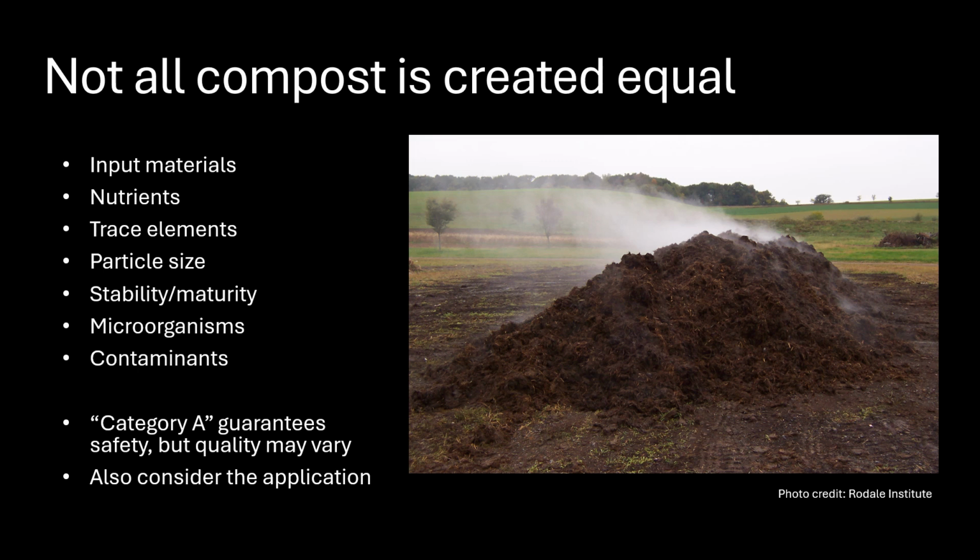However, Class A compost can still vary widely in nutrient content depending on what it's made of. So you want to consider the application. If you're using a compost that is made from mostly yard trimmings and wood chips, it'll be pretty low nutrient density. Still makes a great mulch, still adds organic matter and beneficial organisms to your soil, but it's not going to be nearly as high in nutrients as a compost made from, say, food scraps or manure. So that's something to consider.